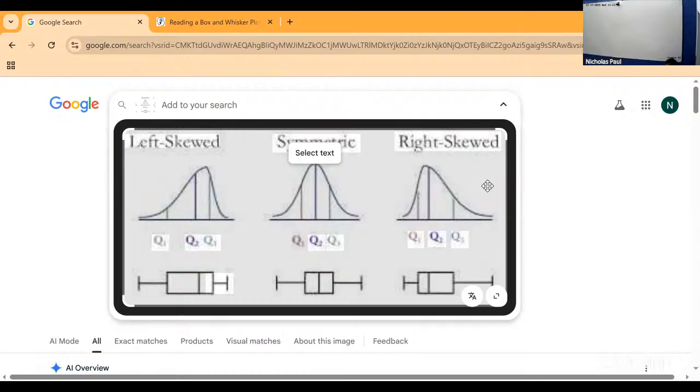You're seeing this skewness right here. The one in the middle is symmetrical.